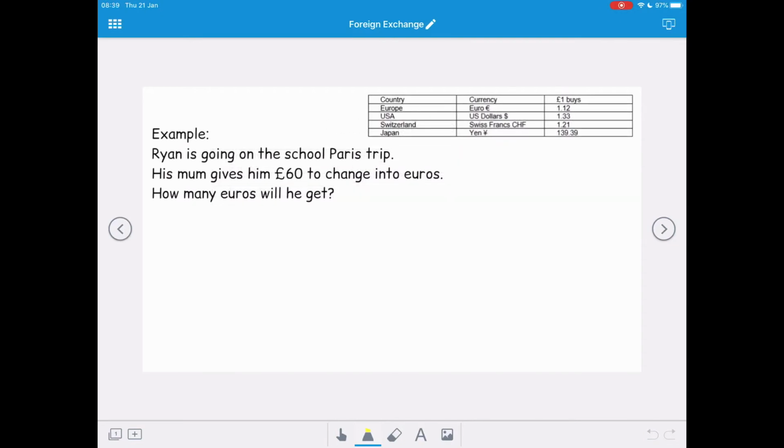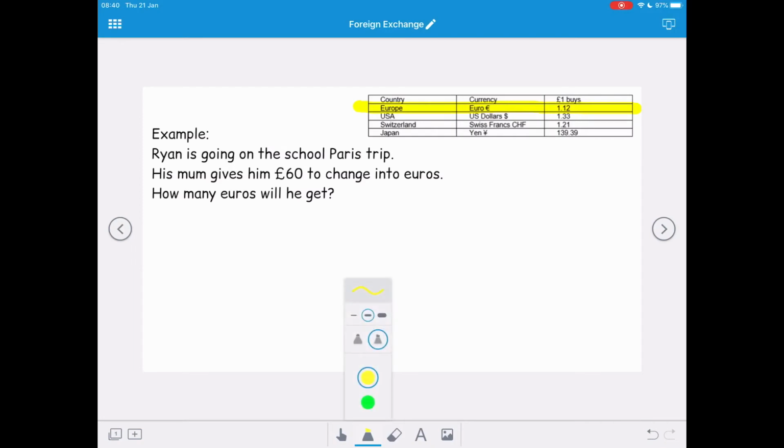Now in our first example, Ryan's going on the school Paris trip. His mum gives him £60 to change into euros. How many euros will he get? So the first thing we need to do is identify which of the exchange rates we want to use. And we're being told that it's euros, and we also know that Paris is in Europe, so it's the top exchange rate of £1 buys 1.12 euros.